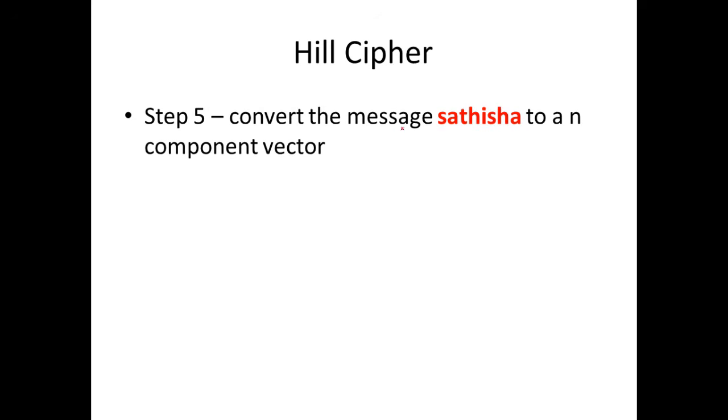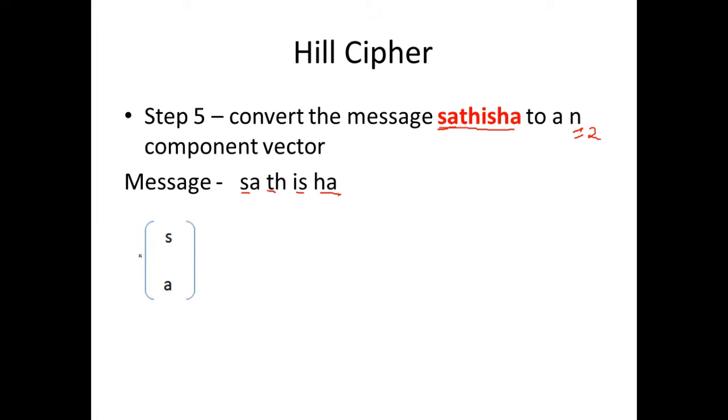Next step is we have to take this input message that has been padded with an A at the end. We have to convert that to an n component vector. Here n is equal to 2, because we are going to take two characters and convert that to a component vector. Let's see how we convert this message to a component vector. So this is the message. We split that as two characters each, and this will be converted to a component vector like this. This is a component vector where n is equal to 2.